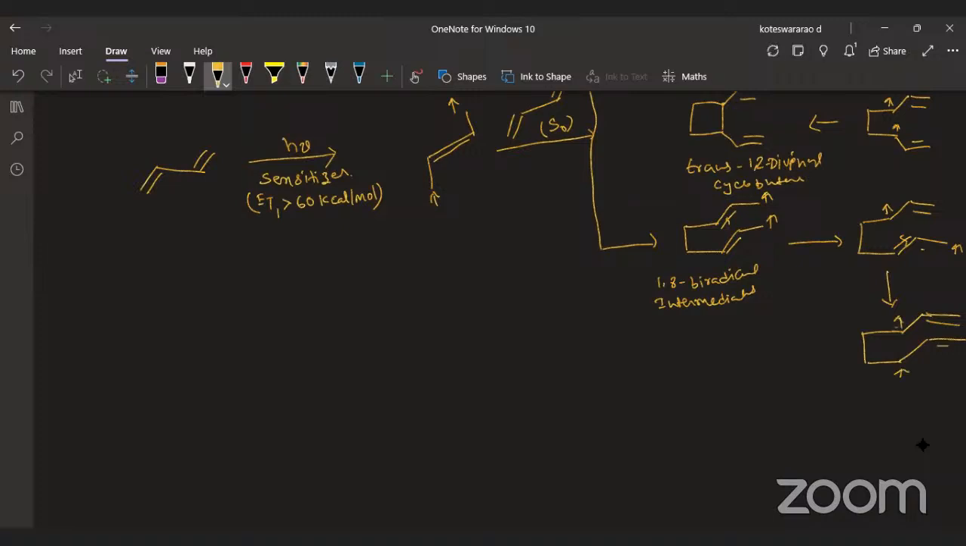There are 2 electrons here. These 2 electrons combine together, then it produces the sigma bond. That is the product. This is called cis-1,2-divinylcyclobutane.